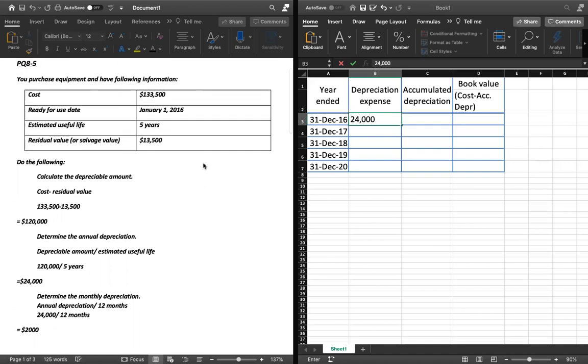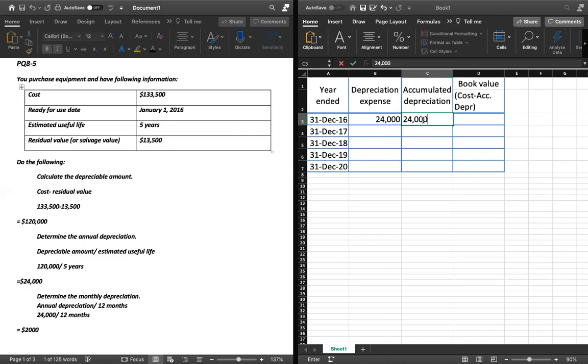Well, we know that our ready for use is January 1st, 2016, and the year end here is December 31st, 2016. That is 1 full year. So here we have an annual depreciation of $24,000, which is 1 year. So our depreciation expense will be $24,000. Our accumulated depreciation here again is just $24,000.